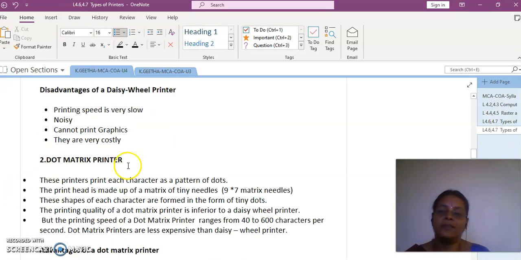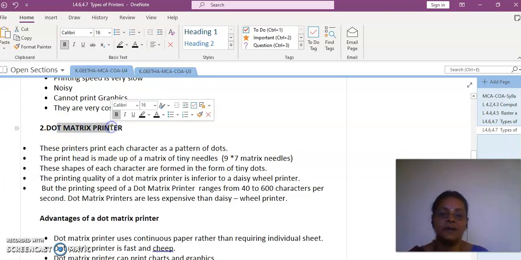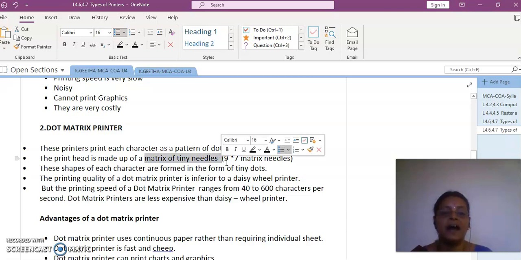Then in the character printer, we have the second category called the dot matrix printer, where, as we already told, the printing characters are arranged or identified as a pattern of dots, arranged in the form of a matrix. So usually we have the print head, which is made up of a matrix of tiny needles, and you will have some rows and columns. Whenever we say matrix, it should have some standard rows and columns. So we have 9 rows and 7 columns, with 7 pins in each row. So totally 7 into 9 pins are made available in the matrix format.